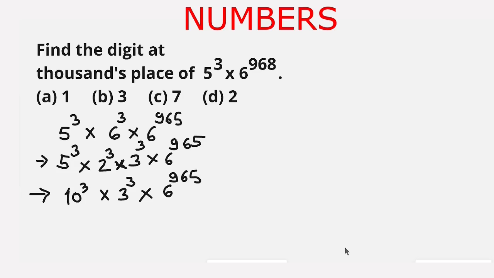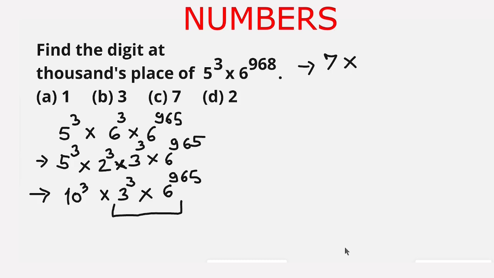So whatever the digit we get out of 3 to the power 3 multiplied by 6 to the power 965, the digit at ones place of this is going to be the digit at thousands place, as we have 10 to the power 3 in multiplication of it. So we will just find the ones place digit of 3 to the power 3 multiplied by 6 to the power 965. As we know that 3 to the power 3 gives the ones place digit as 7, 27. 3 to the power 3 is 27, and 27 has ones place digit or unit digit 7.